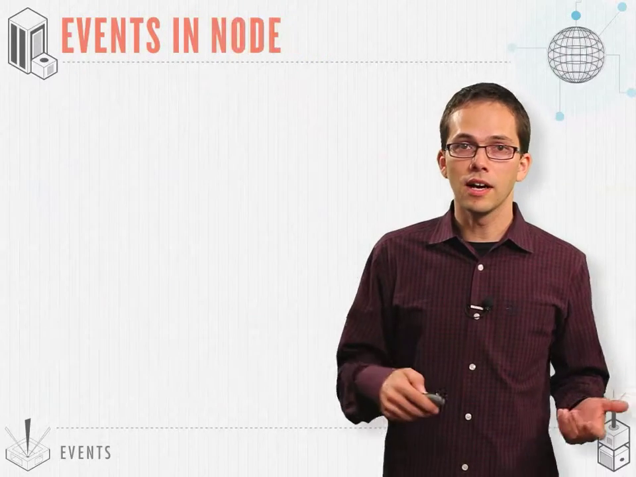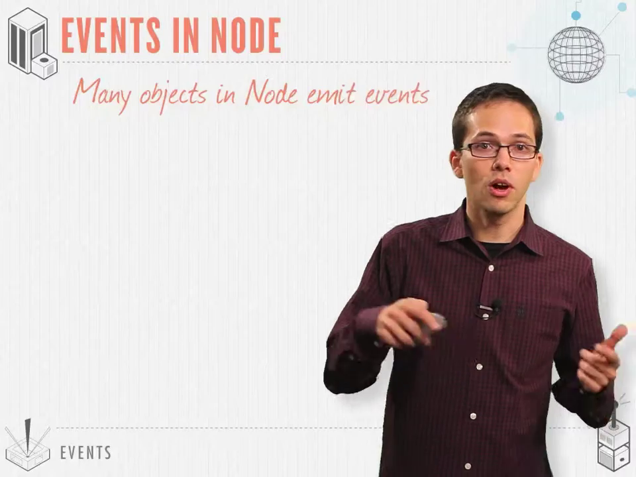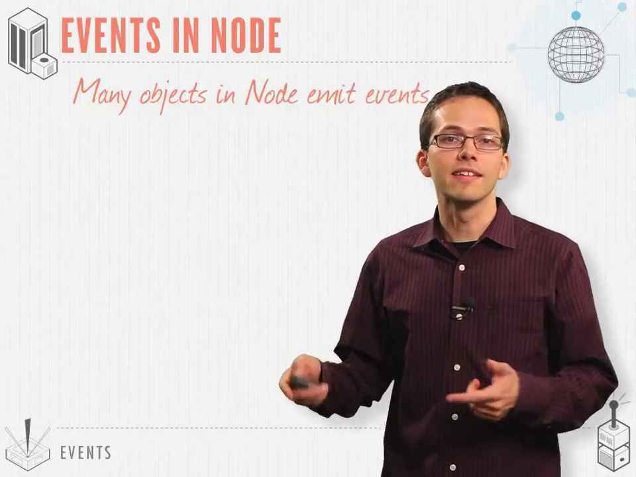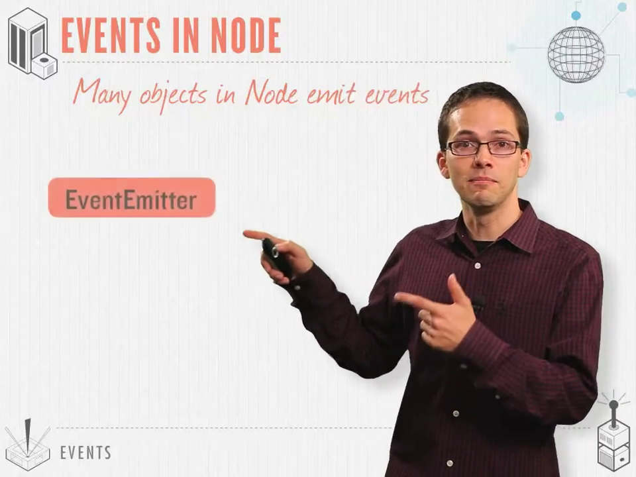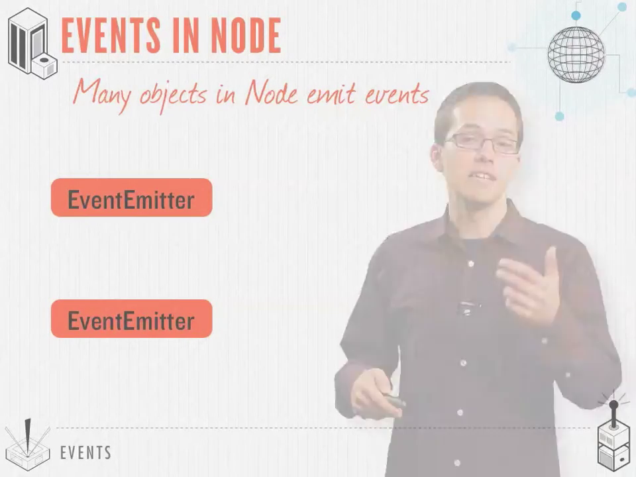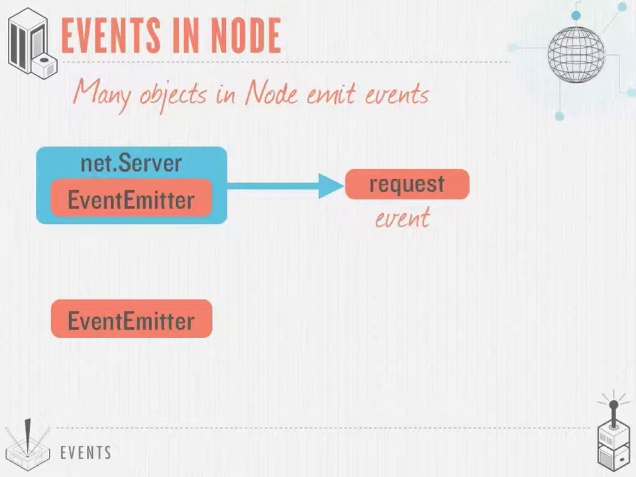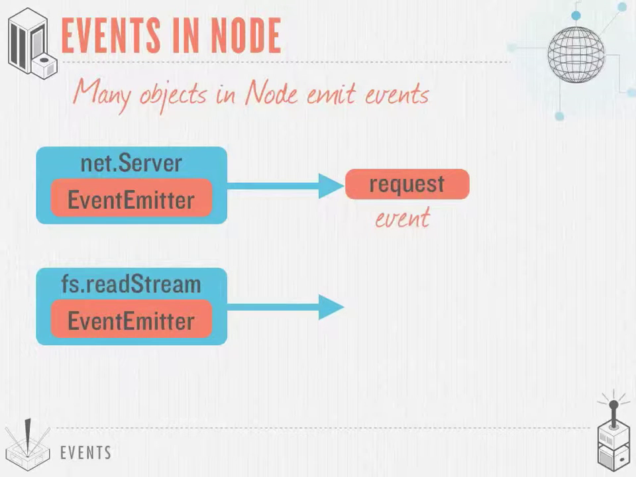Just like in the DOM, many objects in Node also emit events. And odds are, if they emit events, they inherit from the event emitter constructor. The net server class inherits from event emitter, and it emits the request event, as we saw in level 1. If we're reading a file and we call fs.createReadStream, it returns a stream which inherits from event emitter, which will emit the data event as we're reading data out of the file.